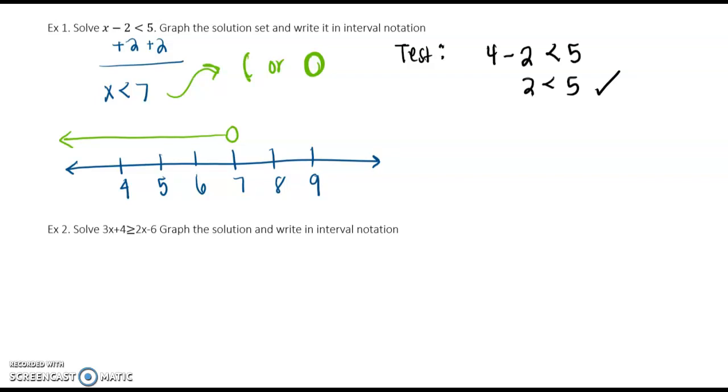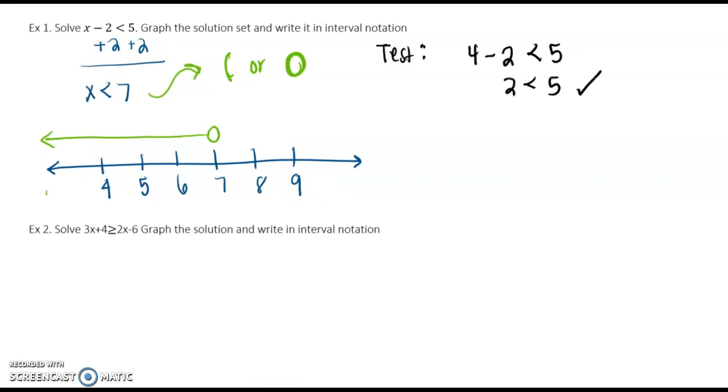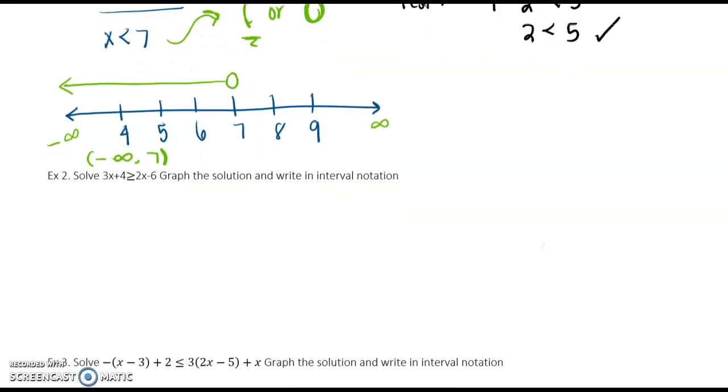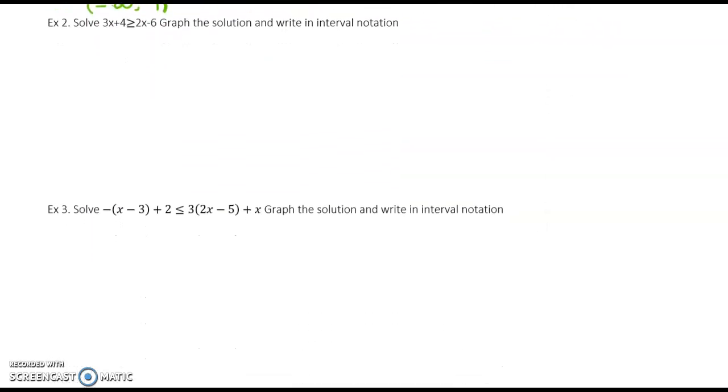And the last thing we have to do is write it in interval notation. So for interval notation, I like to think of this as negative infinity and positive infinity over here. So basically, your solution starts at negative infinity, and then it goes all the way to 7. And then remember, it has a parenthesis because there's no underline. All right, let's move on to the next one.